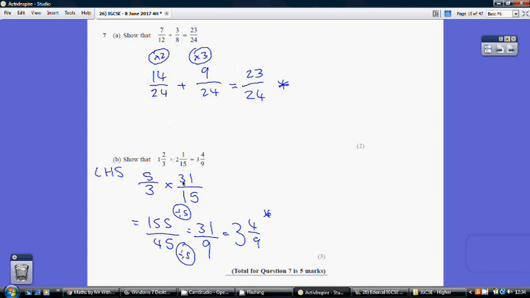Now once I've got my top-heavy fractions, when I'm multiplying it's the easy one, it's just top times top and bottom times bottom. So 5 times 31 is 155 and 3 times 15 is 45. I've then simplified by dividing top and bottom by 5, giving me 31 over 9. I've then converted this back to a mixed number. Well, I can get 3 wholes out of this, because 3 9s are 27, leaving me with 4 ninths left over. So 3 and 4 ninths, as I had to show.